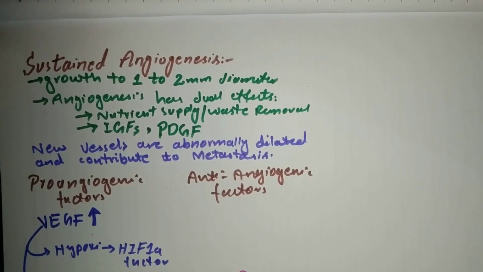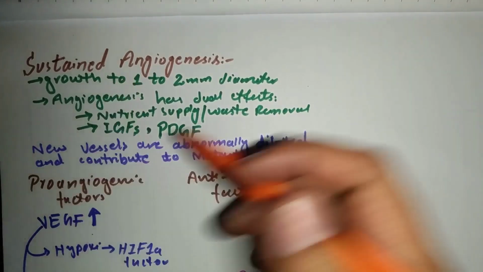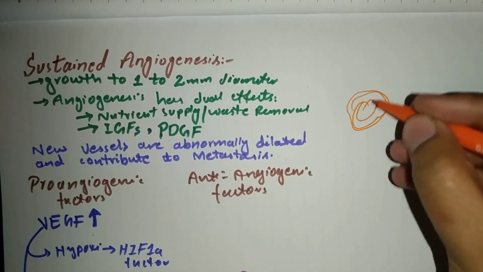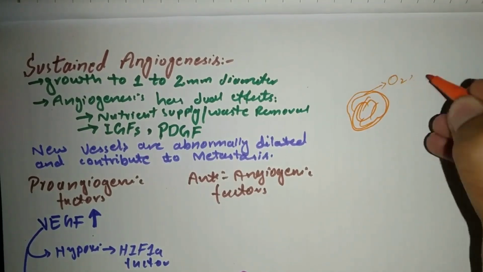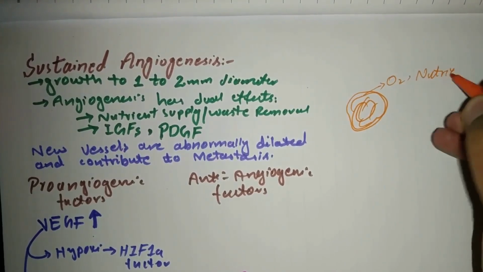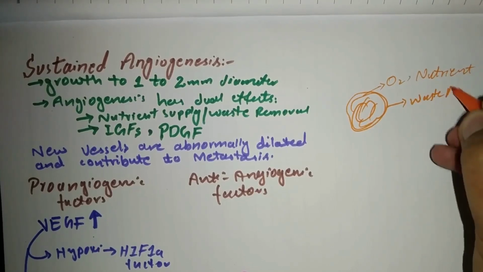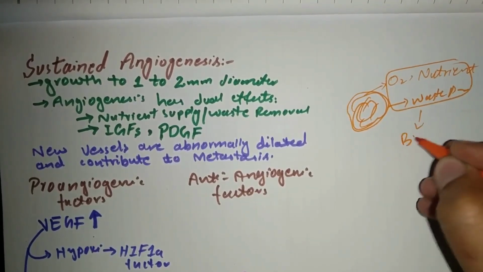So in this video, we are going to discuss another hallmark of carcinogenesis, which is sustained angiogenesis. We know that tumor cells are basically an abnormal mass of cells which continue to grow, and for its continuous growth it requires oxygen, it requires nutrients, and it needs to remove its waste products. So for all that, it needs continuous blood supply.